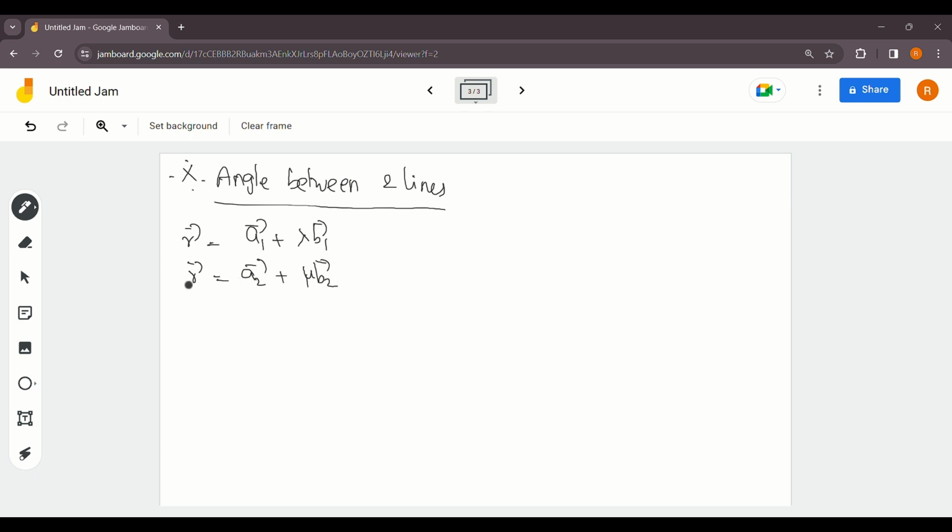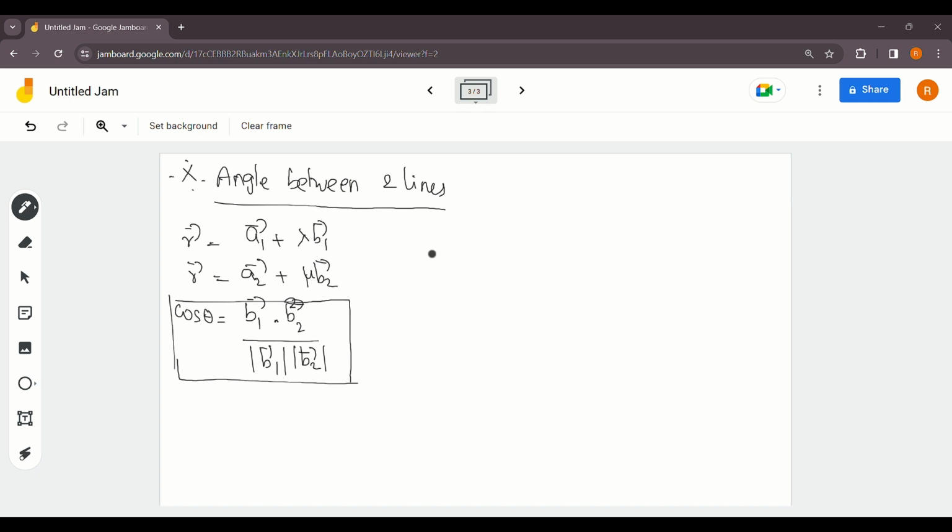So if you are given it in vector form, it is now very easy to find the angle. You simply have to take the dot product B1 dot B2 by mod B1 mod B2. You know how to take the modulus of a vector. So you have to take the dot product B1 dot B2 by mod B1 into mod B2. It is in fact what we learned, the formula for cos theta, which is A dot B by mod A mod B. The same formula we'll have to use.